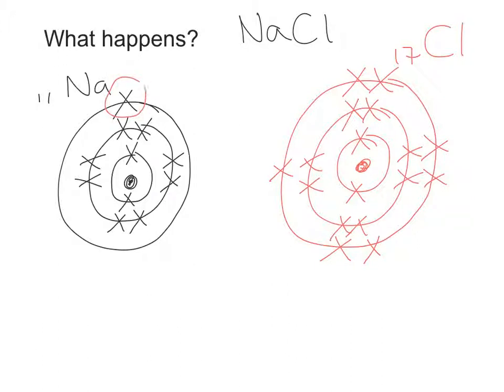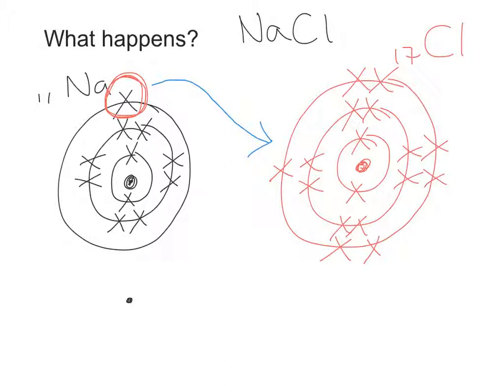Now, in order to fill its outer shell, sodium would need to gain 7. Alternatively, it could lose 1. Losing 1 is much easier than gaining 7, so that's exactly what happens. Sodium will lose its 1 electron to chlorine. So chlorine will gain this electron. In doing that, they will become charged. That means they're now ions, so they're no longer atoms.